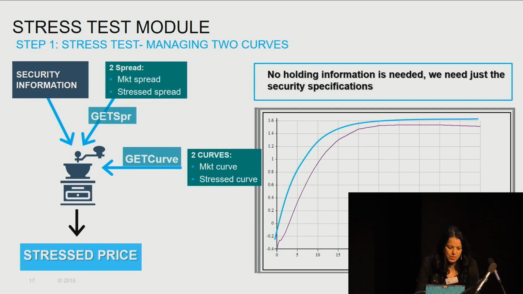So with this new engine, we had to read from file the security information and the market data once, and then we localized these two functions, get spread and get curve. So the get curve could manage two curves, the market one and a stressed one. And the get spread could manage two different spreads, the market one and a stressed one. And at the end, we had a stressed price.